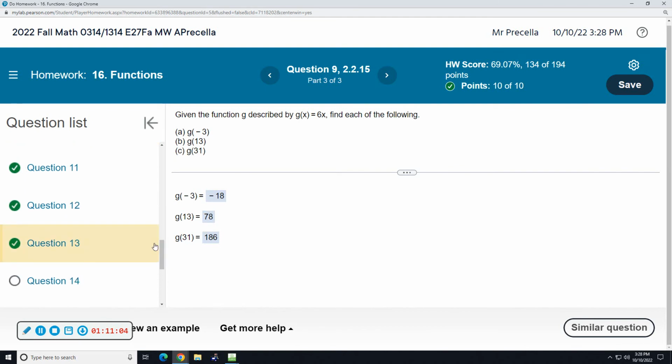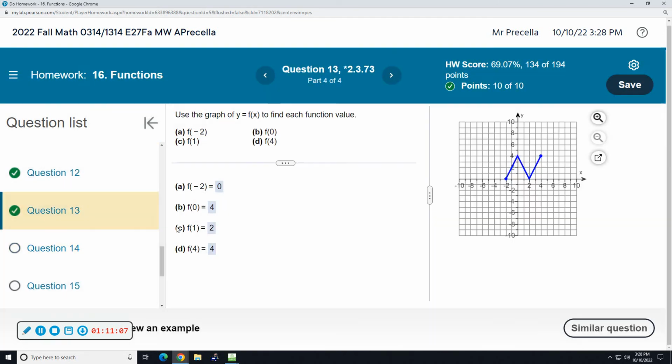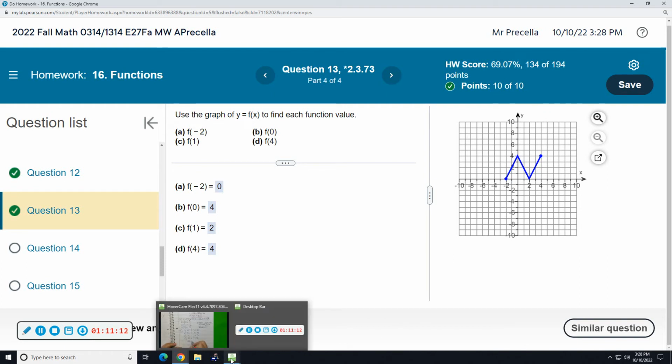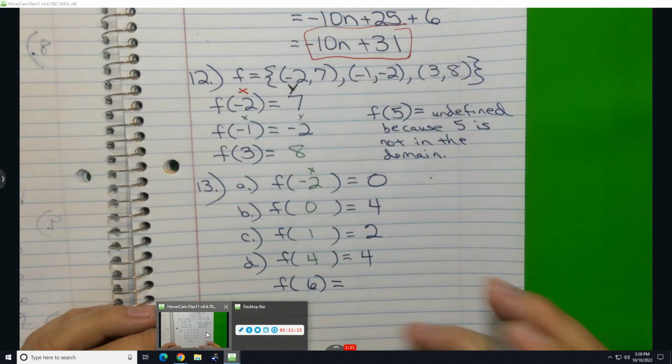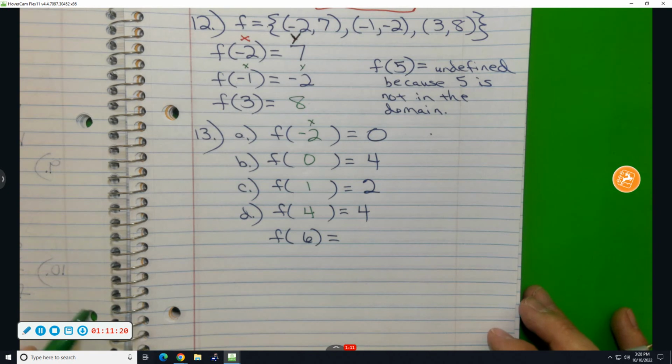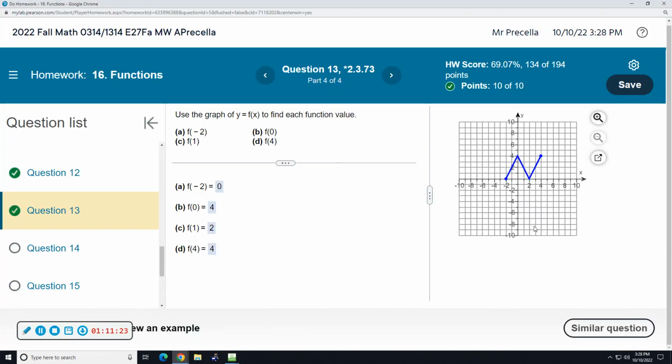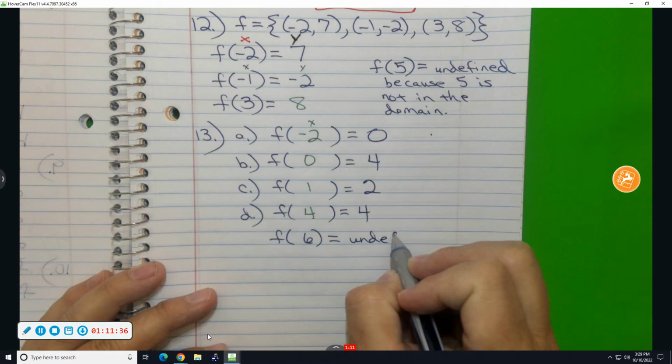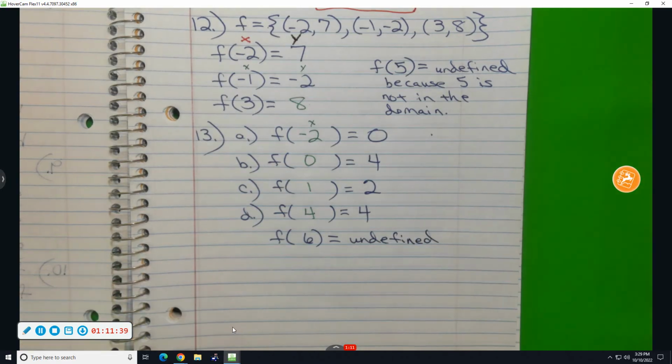Oh, go back to that graph. I have a good one. I'm going to make up a part E. Go back to that graph. I want f of 6. Suppose it just said find f of 6. Look at that graph. Here's 6 on the x-axis. Is there a y value there? 6 is not in the domain. And so f of 6 would be undefined. No graph at the 6.